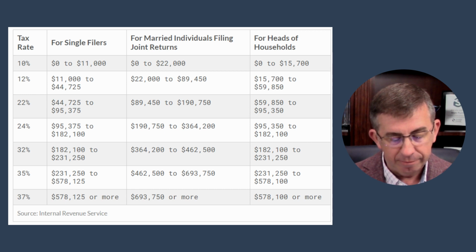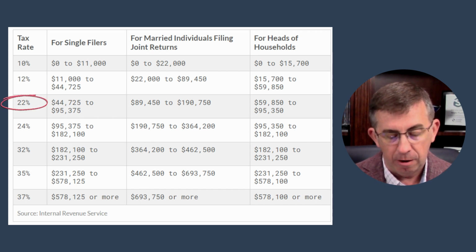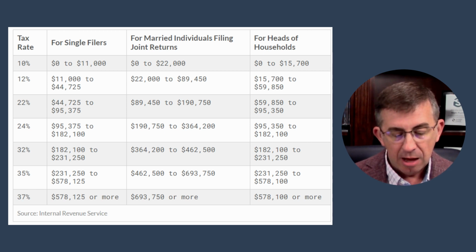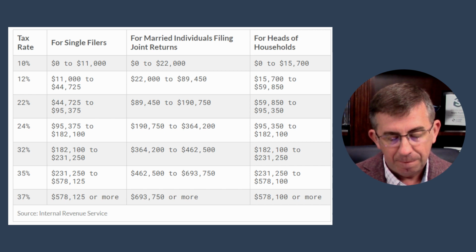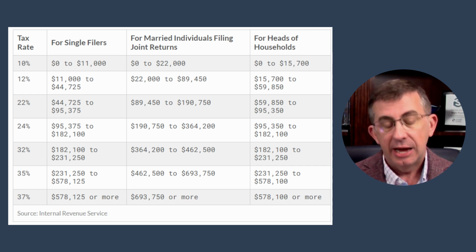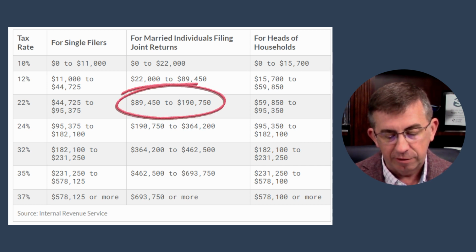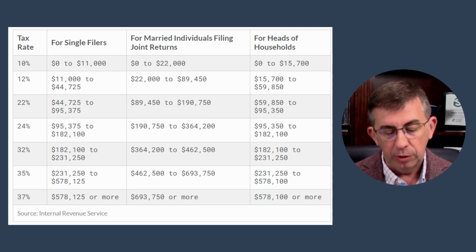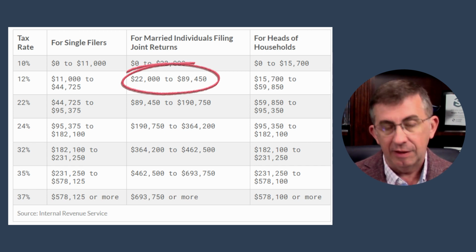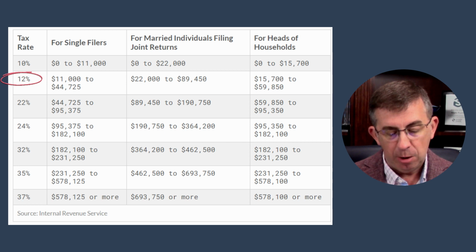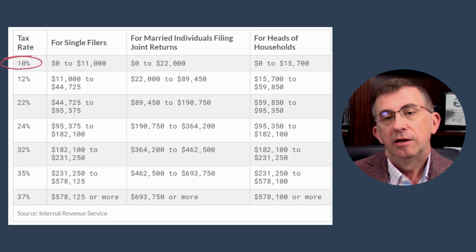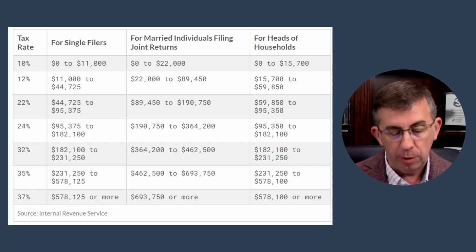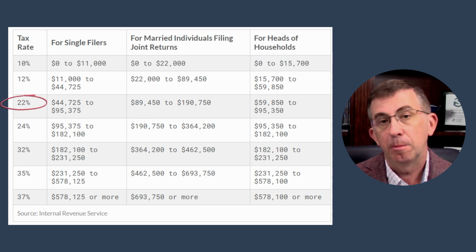So for example, I'm just going to pick the 22% tax rate there. You can see the information is there for both single filers and those that are married filing jointly. But for married filing jointly, that 22% applies to taxable income anywhere between $89,450 and $190,750. So for the taxable income between those two numbers, it is taxed at 22%. But below that, down to the 22,000 level, it's taxed at 12. And below 22,000, it's taxed at 10. So the marginal tax rate for you, if you're in that $89,000 to $190,000 range, is going to be 22%.